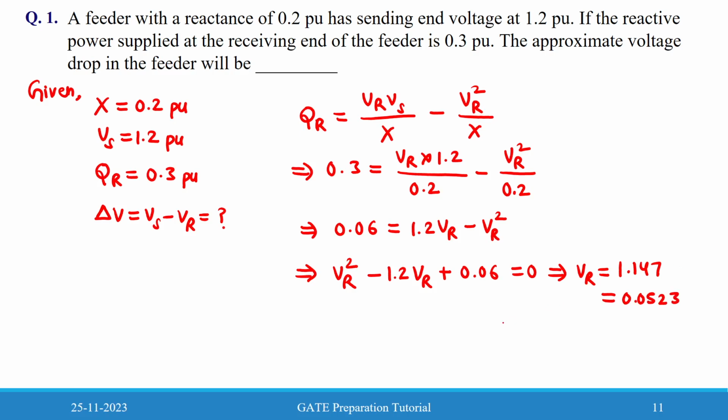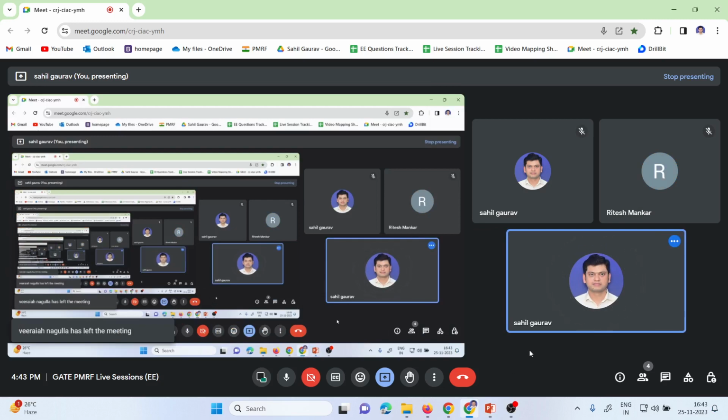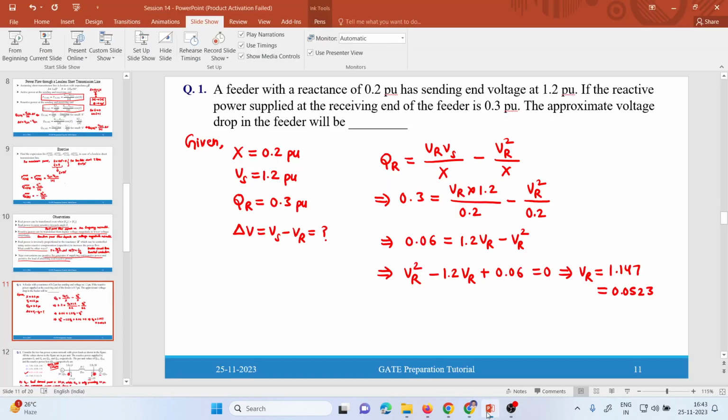So here we are getting two terms. So what could be the possible answer? 1.147 or 0.0523. Nagula, you can tell this answer. Biraya, hello. I think he left. Ritesh, do you know this answer?